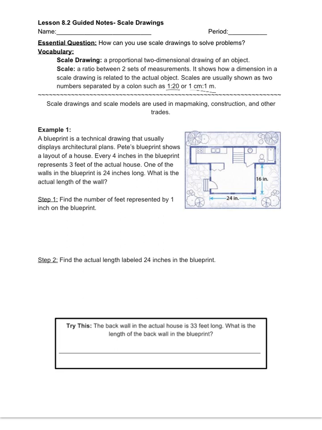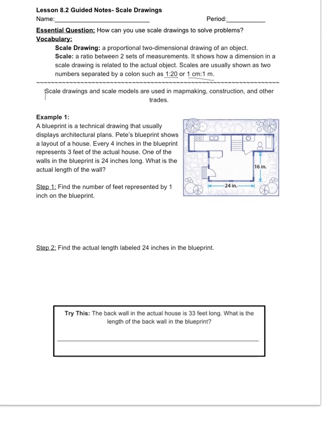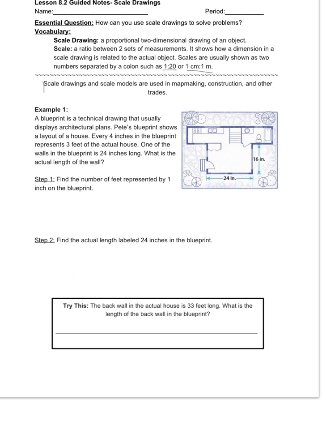Our first example with scale drawings focuses on a blueprint. A blueprint is a technical drawing that usually displays architectural plans. Pete's blueprint shows a layout of a house. Every 4 inches in the blueprint represents 3 feet of the actual house. One of the walls in the blueprint is 24 inches long. What is the actual length of the wall?